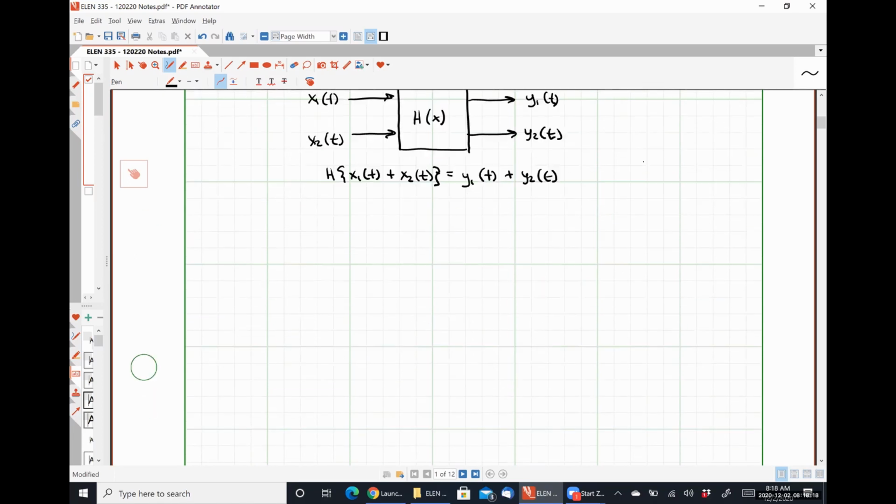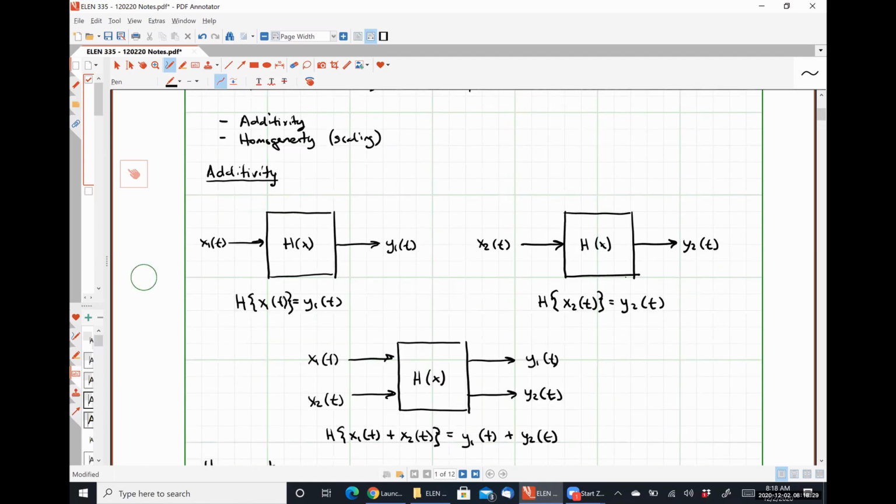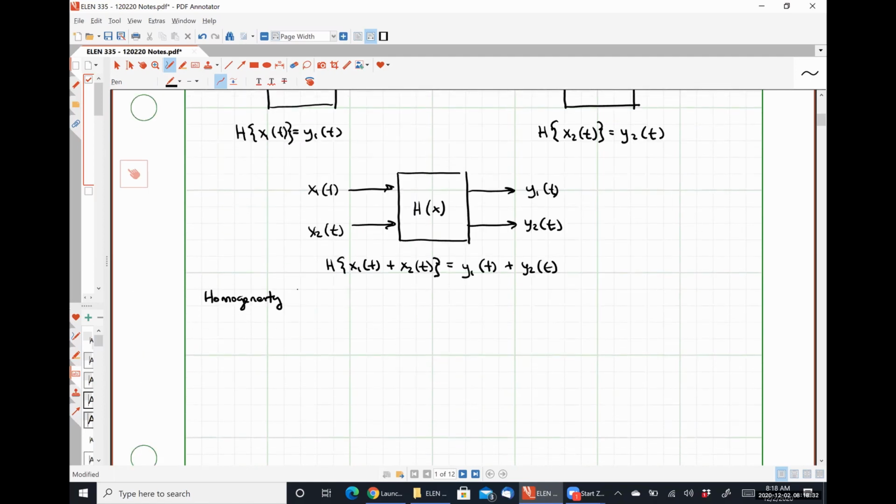The homogeneity property, or scaling, says if an independent input is used to excite a system, scaling that input by an arbitrary factor of alpha or some scaling factor causes the output to scale by the same amount.